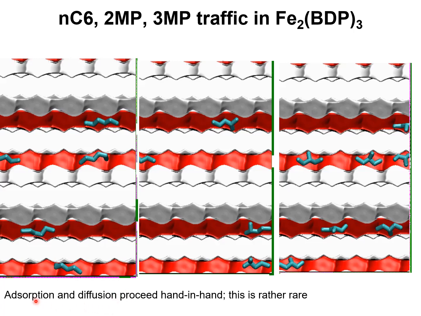A special feature of hexane separation with this MOF is that adsorption and diffusion proceed hand in hand, because hexane, which has the highest adsorption strength, also has the highest diffusivity value, and this combination of adsorption and diffusion being synergistic is useful in fixed bed separations.